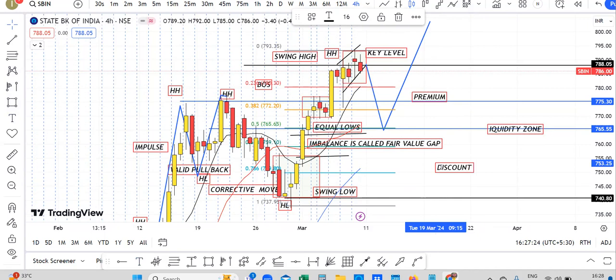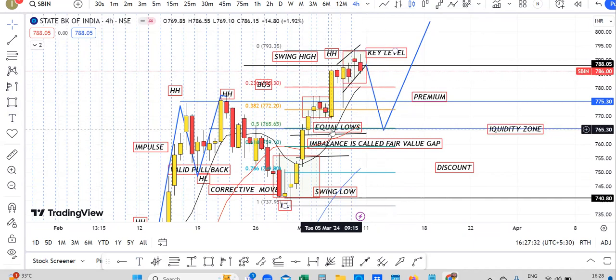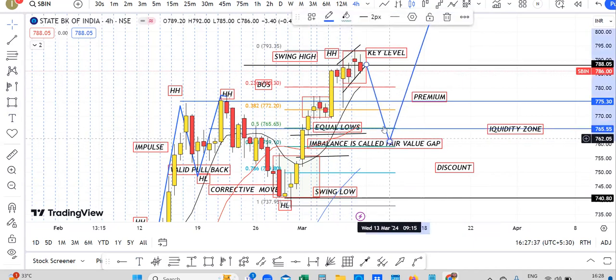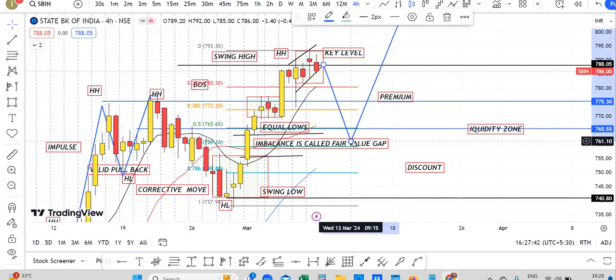If the market comes and tests this area, you are seeing these equal lows and imbalances are in the discount area. So the market seeks the discount. When it comes to this area, it becomes a very good buying area. Now we have to see for the valid pullback. A valid pullback will happen only when it goes beneath the equal lows and imbalance. After the valid pullback, the market may rally.